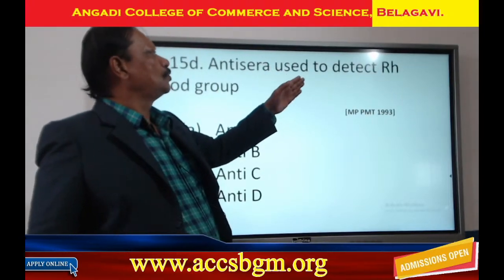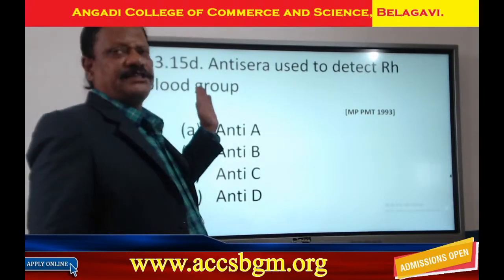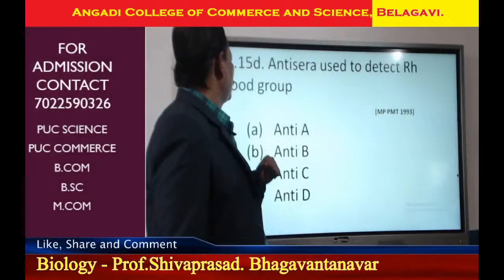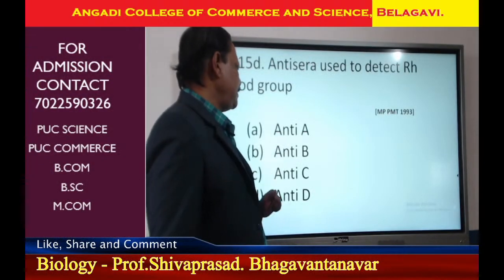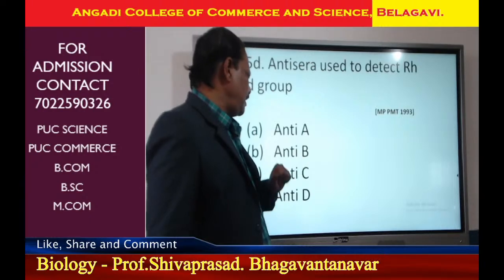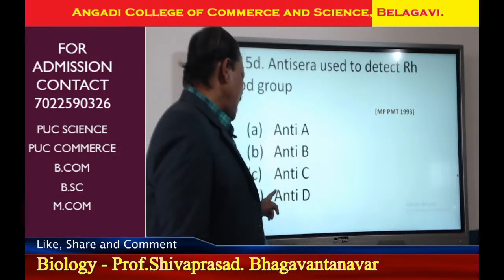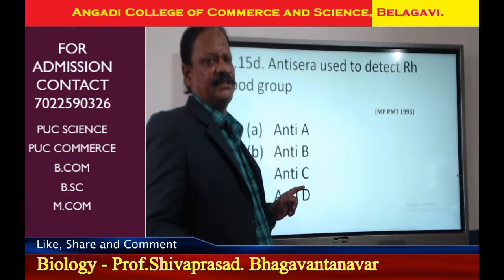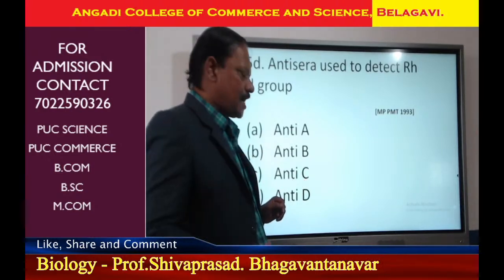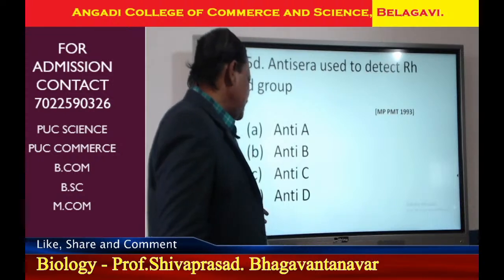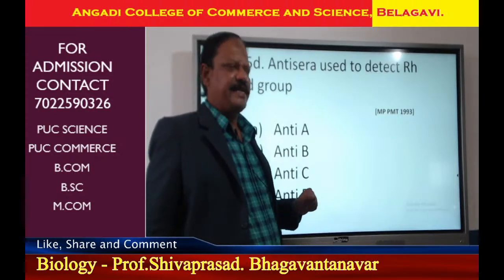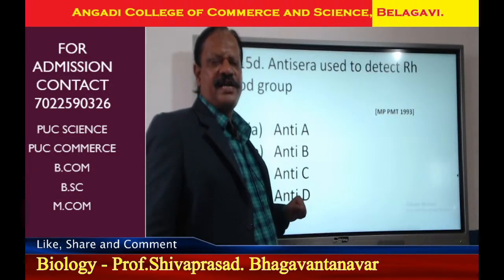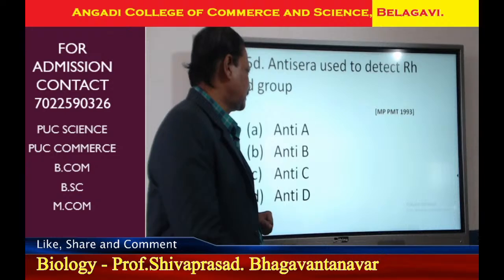Which anti-serum is used to detect the RH blood group? Anti-A, anti-B, anti-C, anti-D. Anti in the sense antigen A, antigen B, antigen C, antigen D. So here the right option is D, that is anti-D. Here to detect RH, anti-D is used. Next.